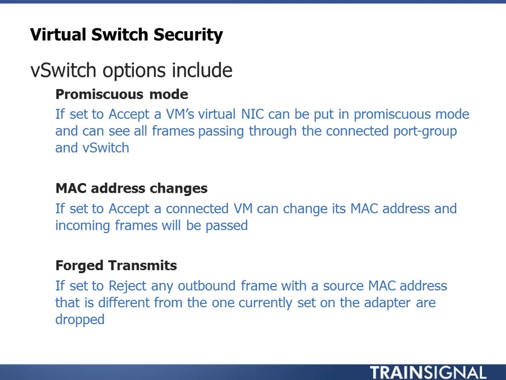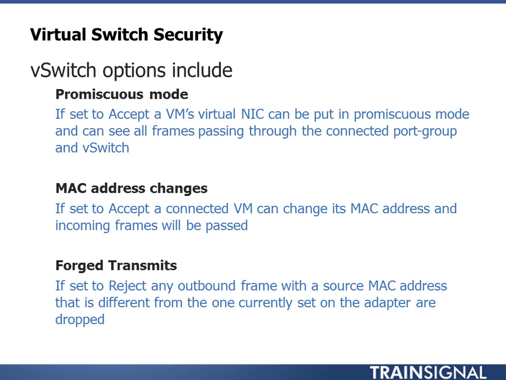MAC address changes and forged transmits go hand in hand, and they're often confused. So the simple answer is, if you want a VM to be able to change its MAC address to something other than what's stored in its VMX file or in the config, you need to set these to allow, or I guess you need to set them to accept. So MAC address changes says if set to accept, a connected VM can change its MAC address, and incoming frames will be passed. So frames from the network into the vSwitch into the VM.